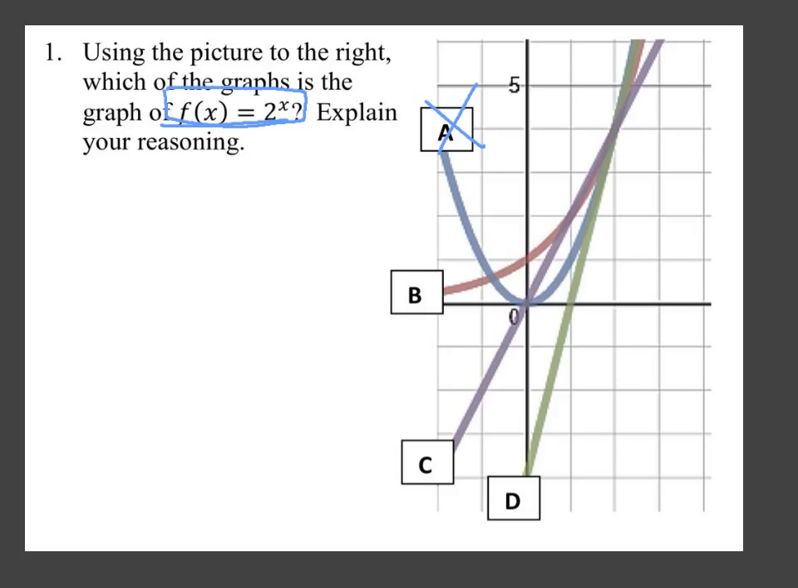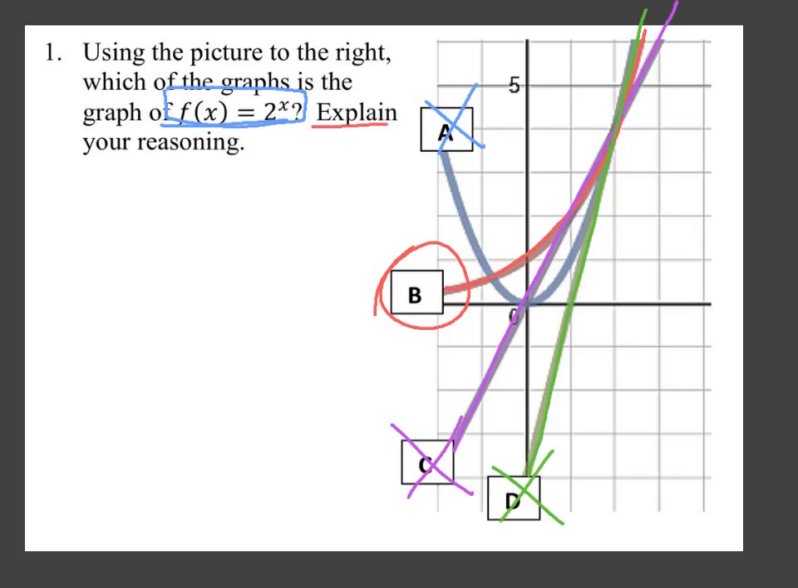When I look at graph B, this one starts low, has a curve to it, and from what I can see, it keeps going up forever. So graph B could be an option. Graph C starts low. It looks like it's going in a straight line to me. Remember, straight lines cannot be exponential because straight lines are linear. Graph D, same thing. Straight line, it's linear, can't be exponential. So I've narrowed it down to graph B being my only option.